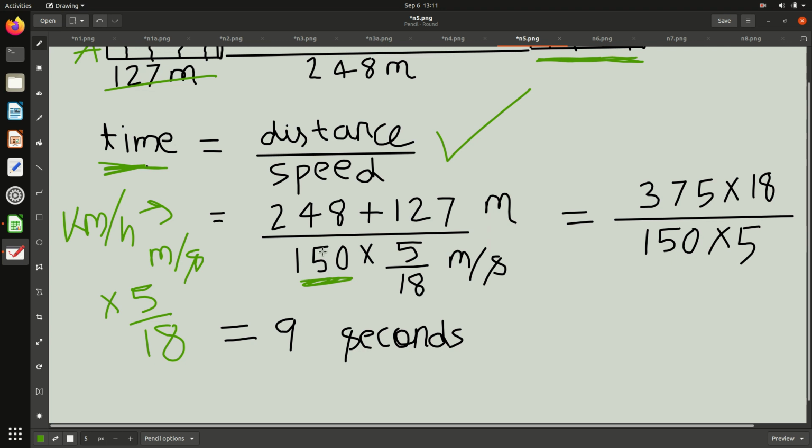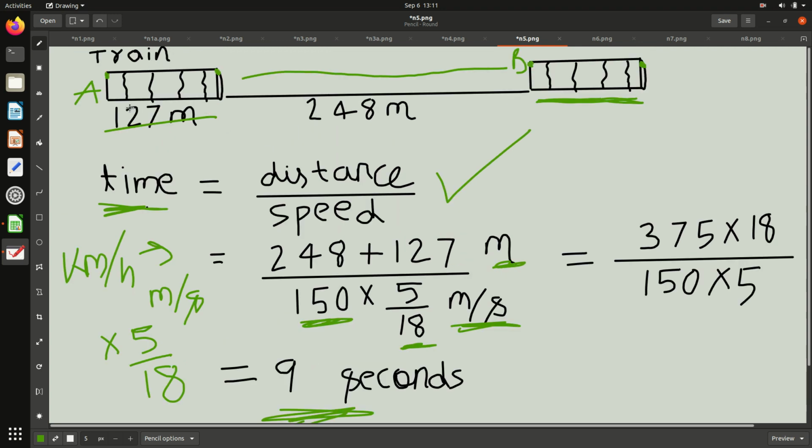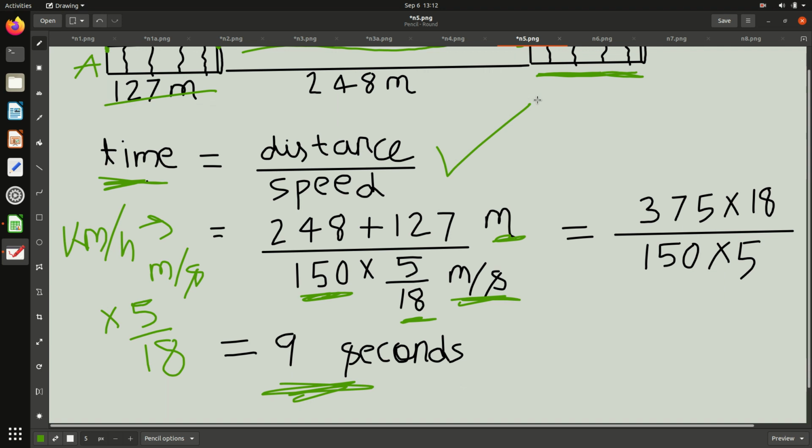We have to convert kilometer per hour to meter per second. Then we multiplied by 5 by 18. So now we got speed in meter per second and the distance is in meter. So just solve this equation. We will get 9 seconds. So it will take 9 seconds for the train to completely pass or clear this platform. Okay.